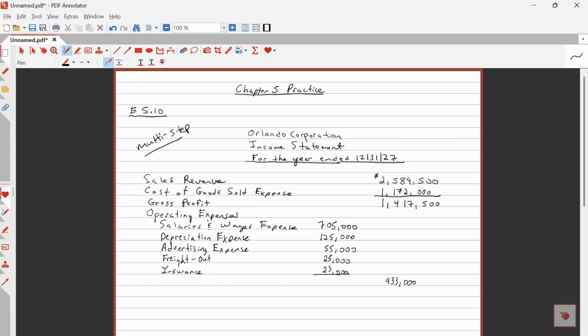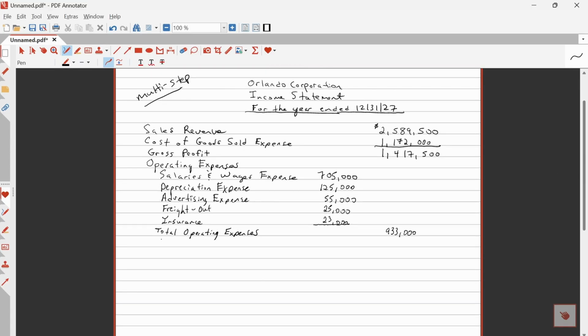Gross profit minus the operating expenses. This is the total. Gross profit minus the total operating expenses is called income from operations. This is our net income from our operating activities, from our operations. Not our overall net income. There may be some other revenues or some other expenses we haven't gotten to yet. But from our operating activities, this is our income. And this is often what investors really care about.